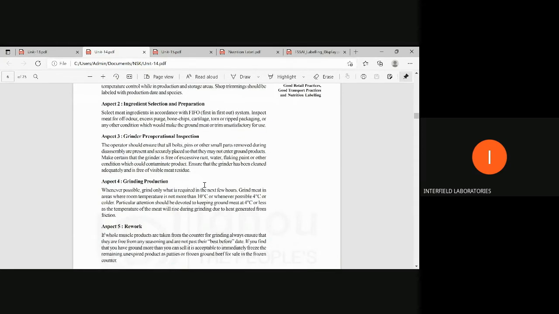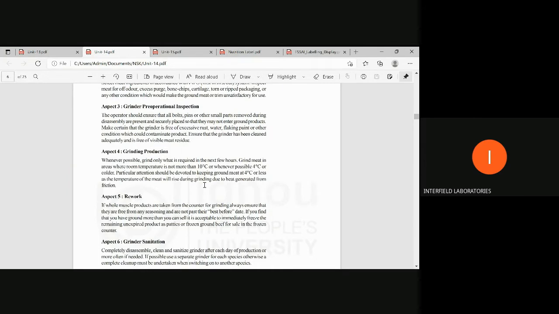Make certain that the grinder is free of excessive rust, water, flaking paint or other condition which could contaminate the product. Ensure that the grinder has been cleaned adequately and is free of visible meat residue. While grinding the meat, it should be ensured that only what is required in the next few hours is ground. Not more than that.